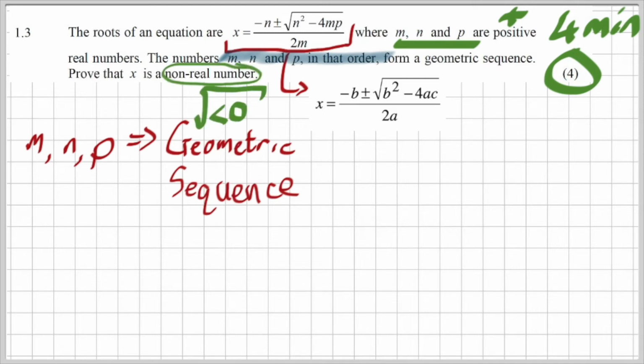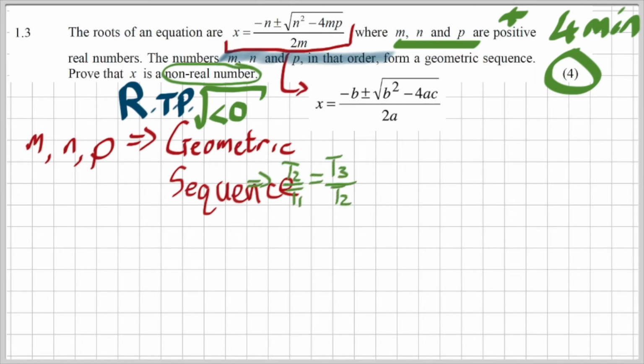But now the question is, prove that x is a non-real number. Non-real. What does non-real mean? It means there's a negative under my square root. Now that's not written mathematically correct at all, but that is what we need to prove, that there's a negative under my square root. Be careful of that, because if you don't really know what you need to prove, you are not going to know where to go with this question. So I'm going to start by looking at a geometric sequence.